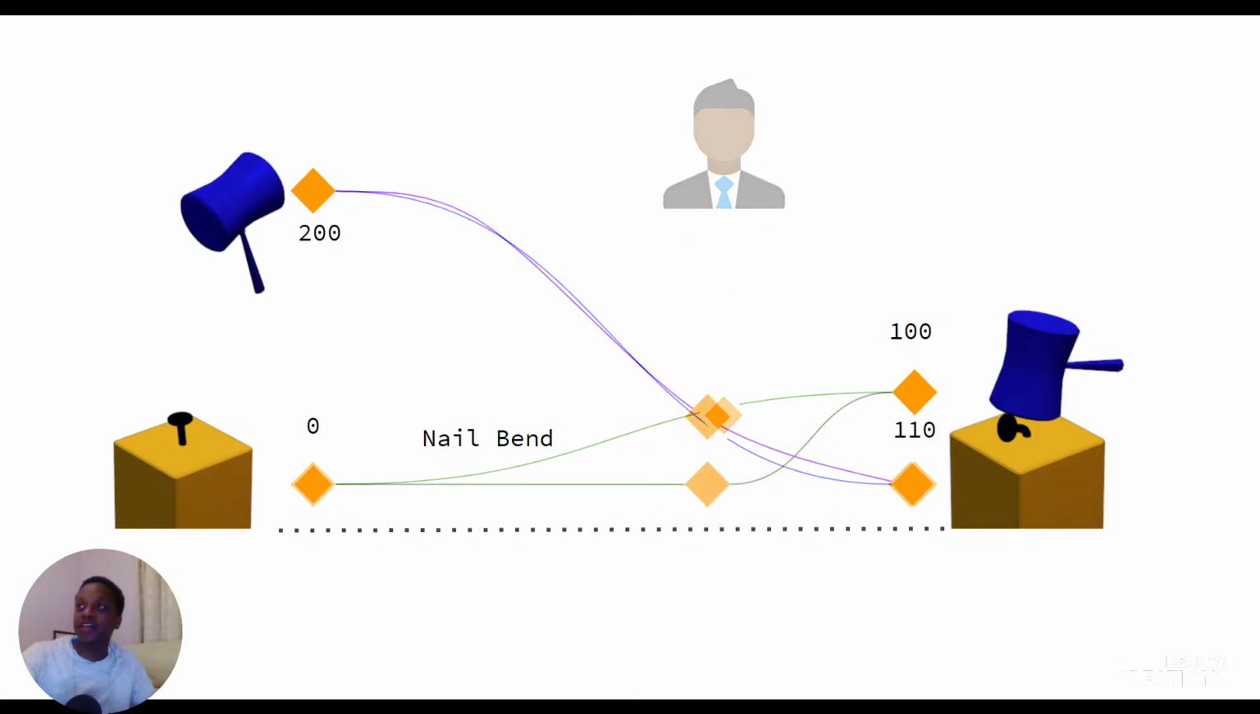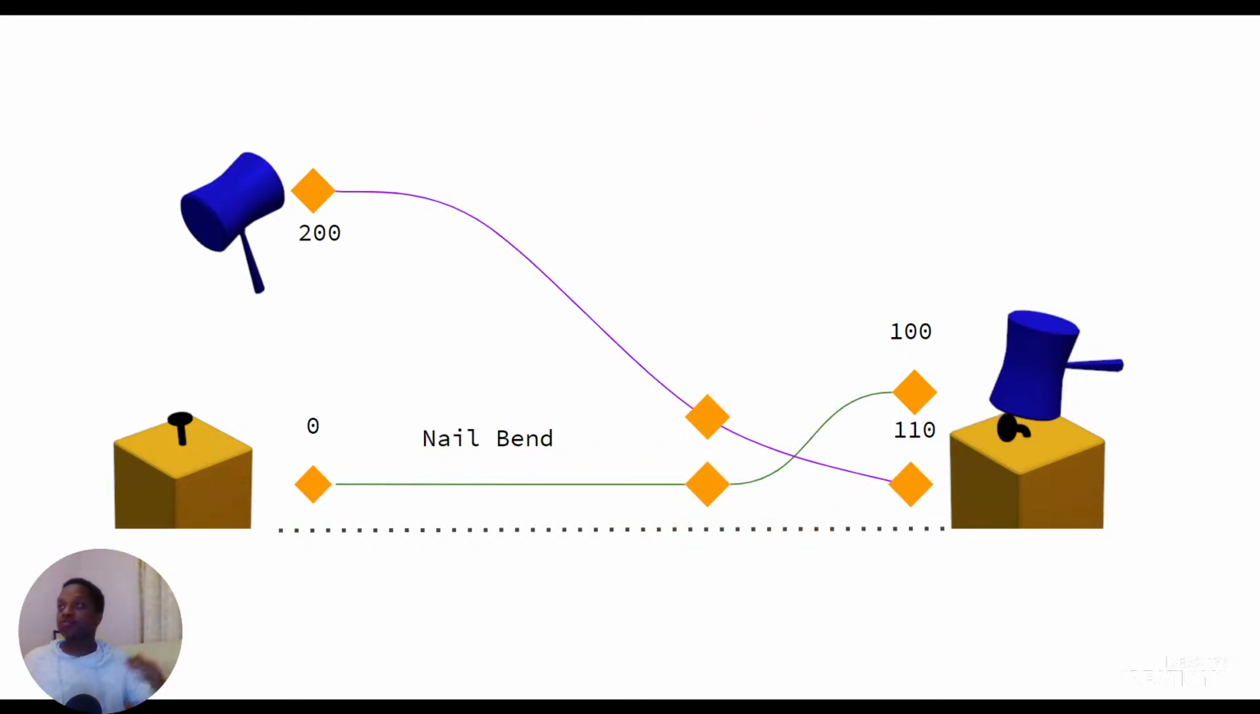By creating a new keyframe there, we've basically told it to maintain the nail bend to stay in one line until the hammer gets there. And then just as the hammer touches it, that's when it's going to start bending. And that's basically what this graph is.